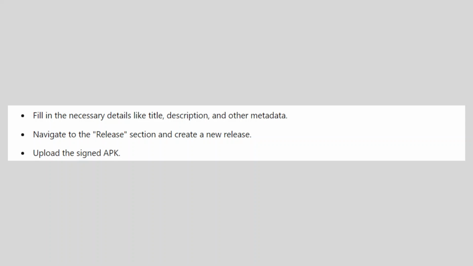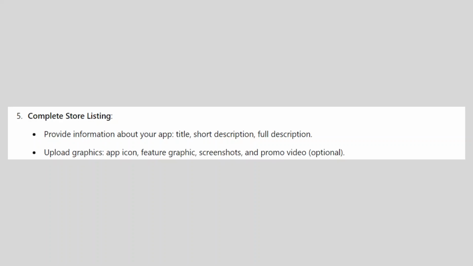Navigate to Release section and create a new release. Upload the signed APK. Provide information about your app, title, short description, and full description. Upload graphics, app icon, feature graphics, screenshots, and promo video.